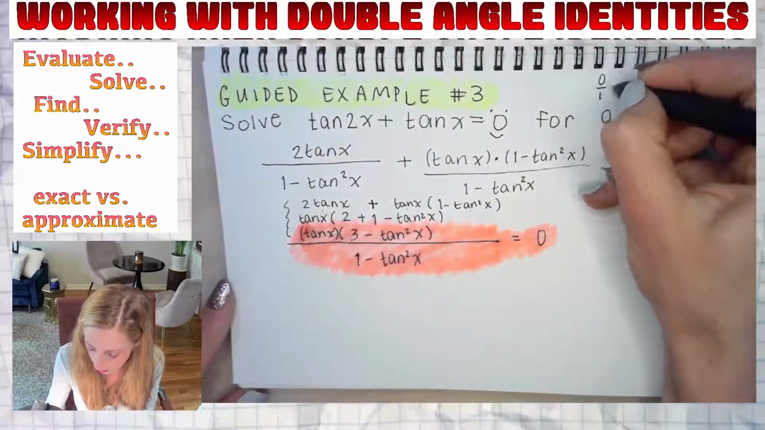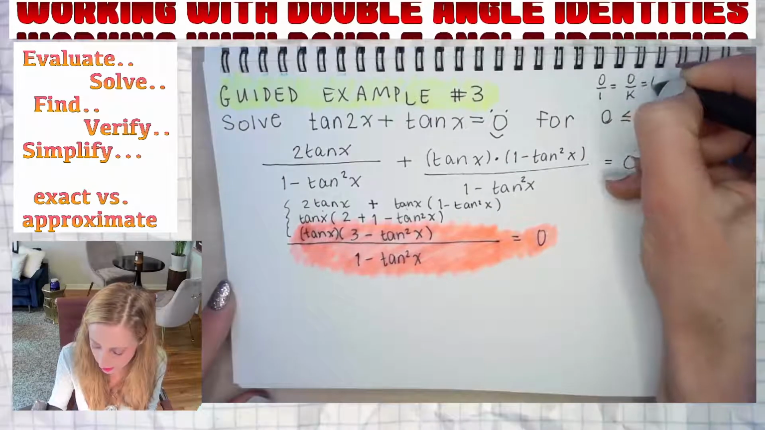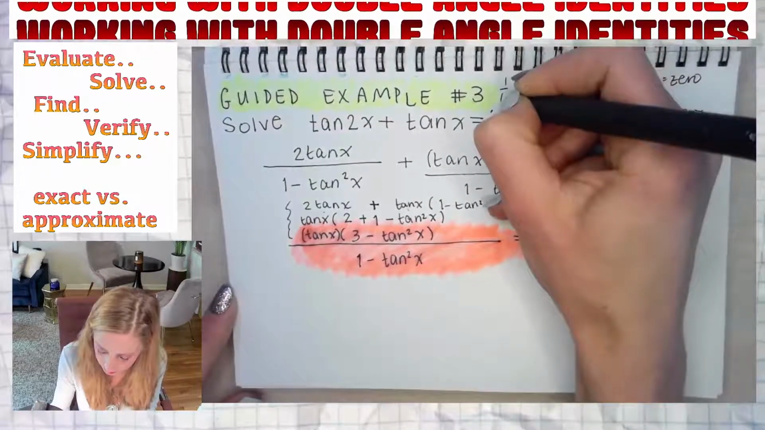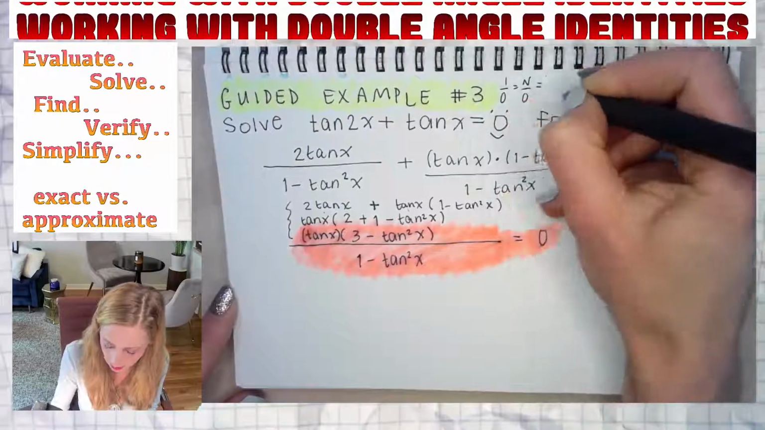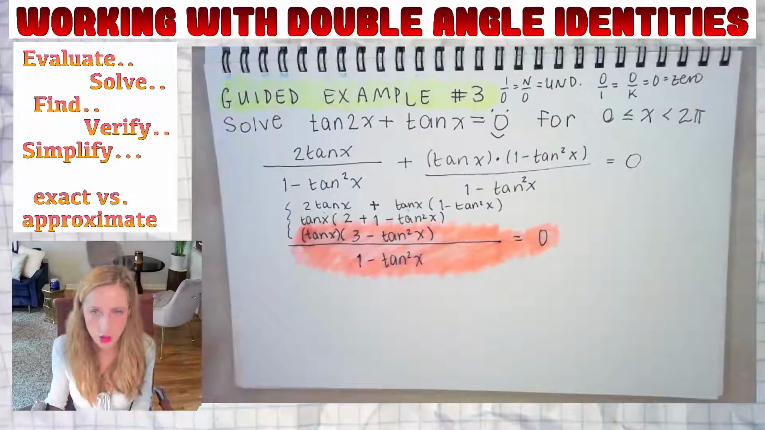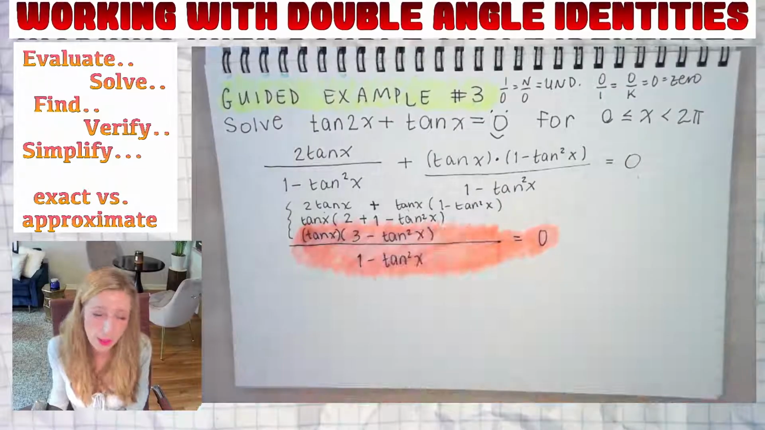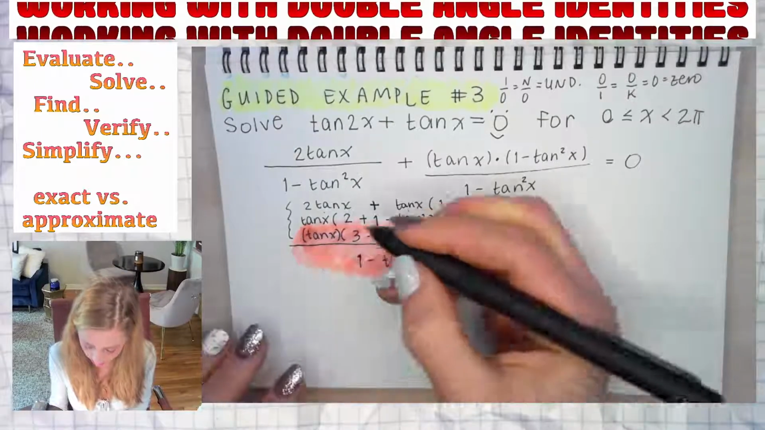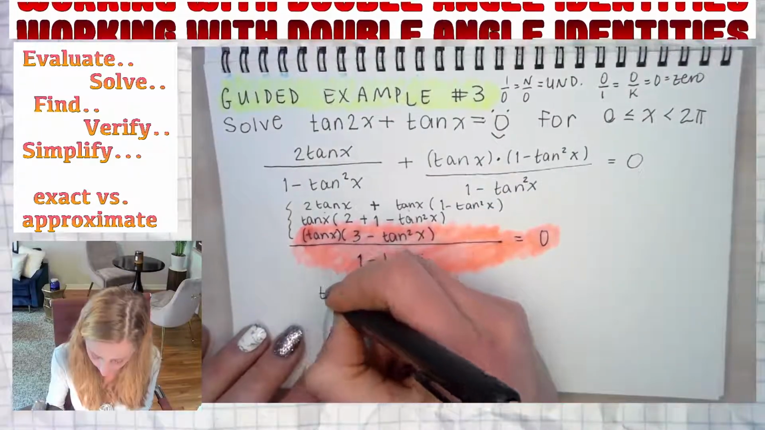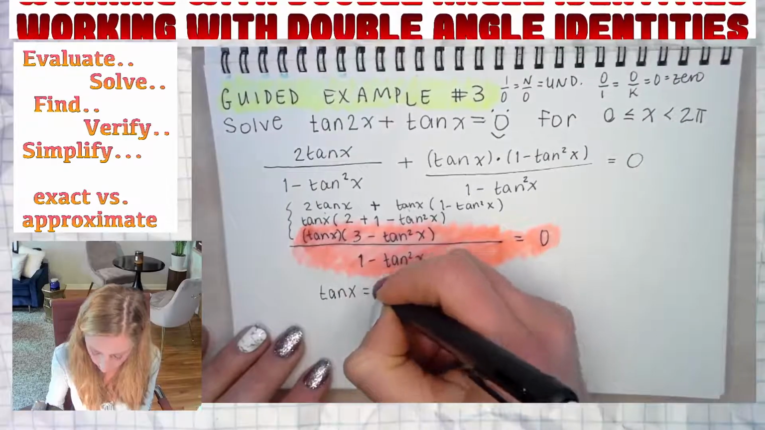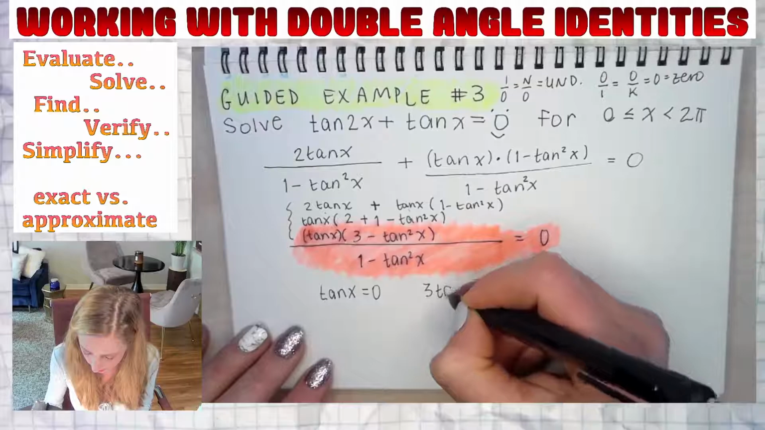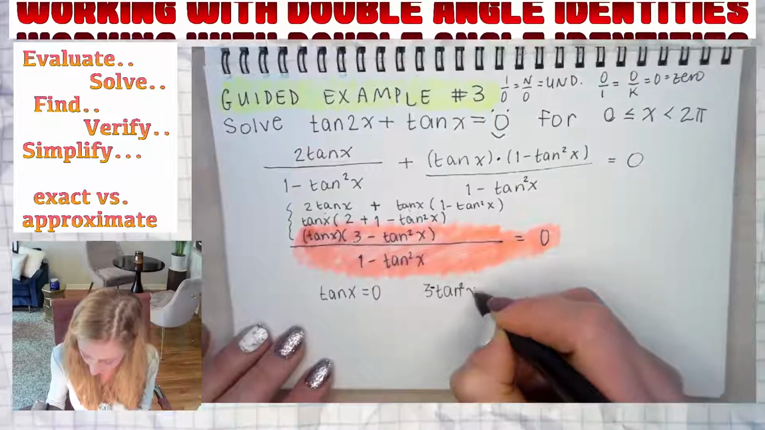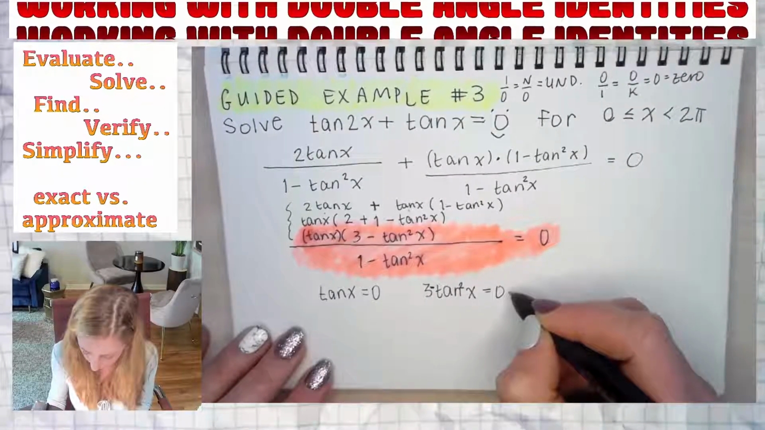So 0 over 1, remember, that's okay. That equals 0, right? But something over 0, no. That equals undefined. So if I want to know when does this fraction equal 0, I'm really concerned with when the numerator equals 0. And I'm already factored, so I'm just going to go ahead and continue with that. So tan x equals 0. I'm going to solve that. And 3 minus tan squared x, sorry, a little squished, equals 0.